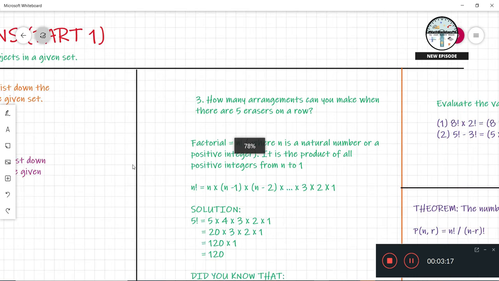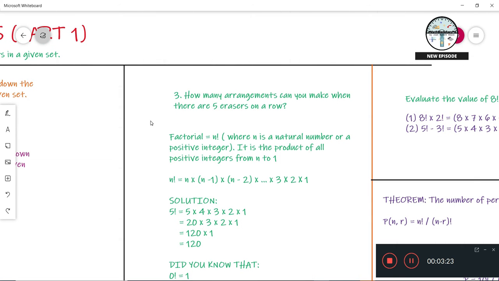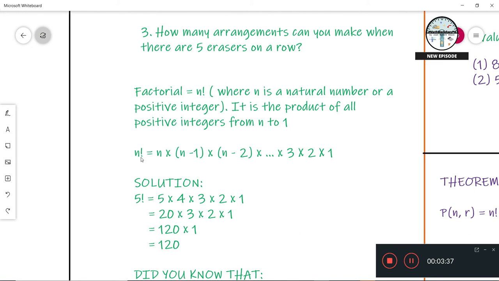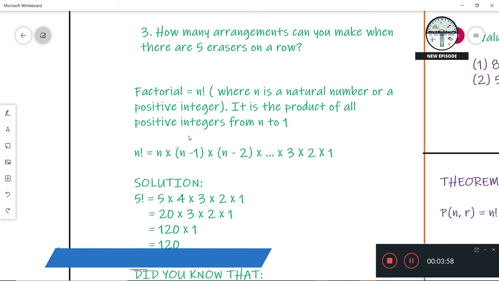Because if I do the listing method, it will just take me a lot of time. I would put 5, 4, 3, 2, 1, then 5, 3, 4, 2, 1, etc. So instead, I use this formula. n factorial is equal to n times n minus 1 times n minus 2, and so on, until 3 times 2 times 1, depending on the value of n. If n is equal to 3, then it is 3 times 2, since 3 minus 1 is equal to 2, times 1.